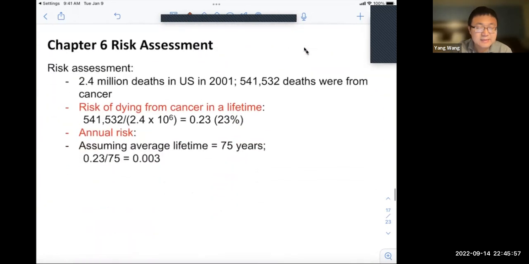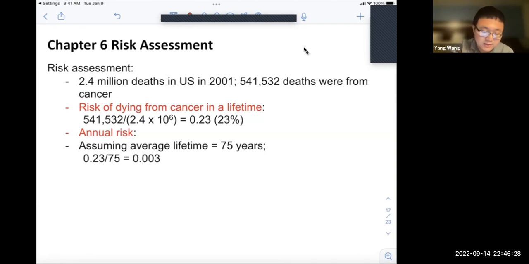Okay, so the next is chapter 6 about the risk assessment. Here we will do some simple calculations to try to understand the risk. Okay, so regarding the risk assessment, there is a common calculation to evaluate what the risk is. One simple example is that, for example, if we know the total number of deaths, right?